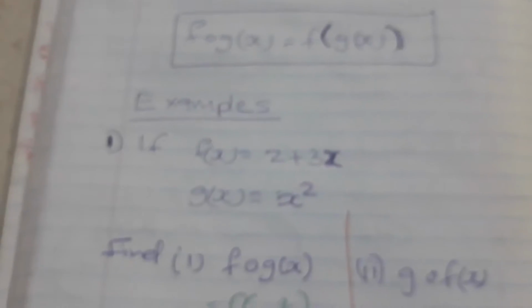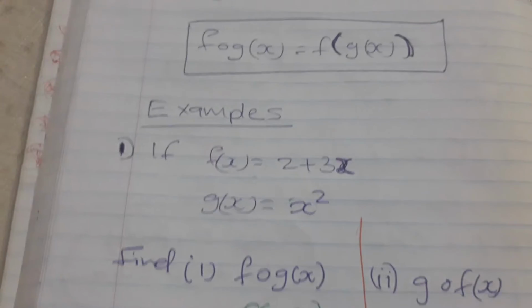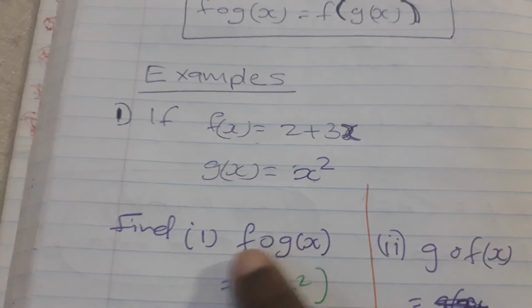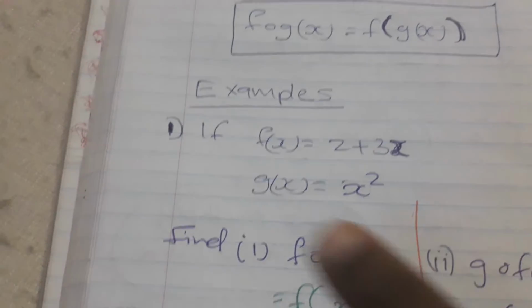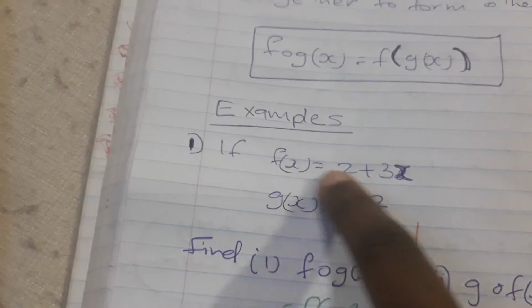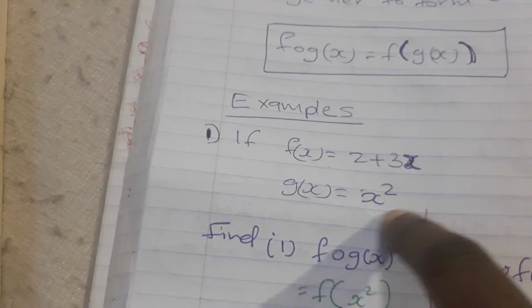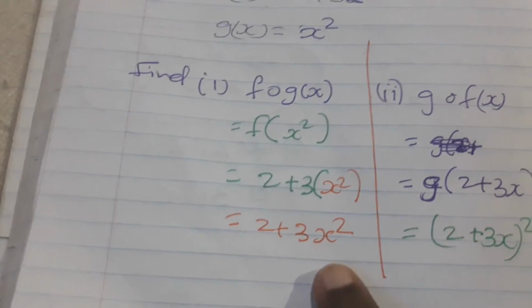So the first one, I have two functions given. One is f of x, which is 2 plus 3x. The other function is g of x, which is x squared. First, we're going to be doing f of g of x. That means we will put function g inside function f. So if you look at function f, 2 plus 3x, wherever my variable x is, this entire function will go in place of that. So 2 plus 3 in place of x, I've replaced it with x squared. So my solution ends up as 2 plus 3x squared.